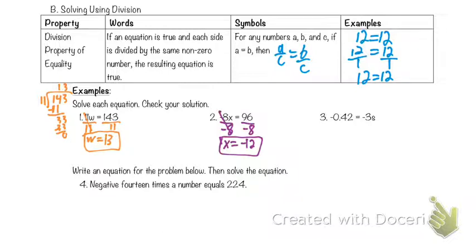Okay, on this last one, don't let the decimal intimidate us. Negative 0.42 is equal to negative 3s. Well, what's happening with our variable s here, Ava? Multiplied by negative 3. How do we undo the multiplication? Division. So we're going to divide both sides by negative 3. Left-hand side, a negative divided by a negative will be a positive. We're going to end up with a positive.